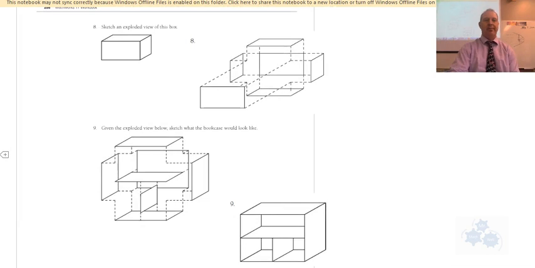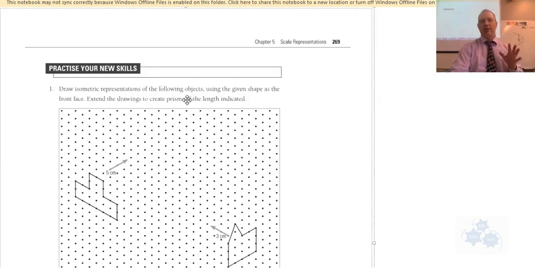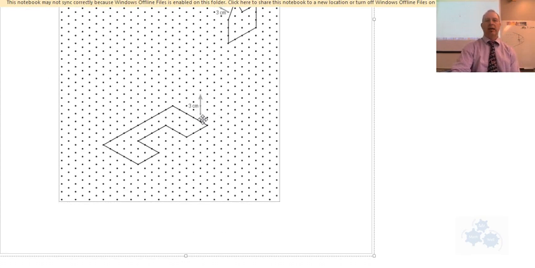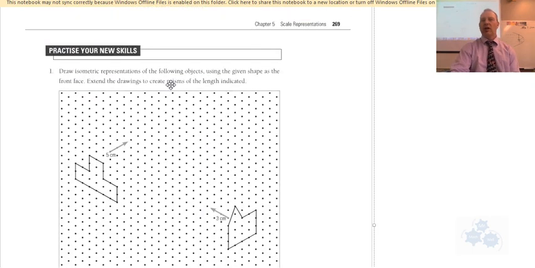And right now we are at the practice your new skills. This is the official assignment that I'm going to take in for grade for section 5.3. This is all the stuff from 5.3, including the isometric dots, diagrams, and that sort of stuff. I'm going to go over question number one quickly with you, just to explain. This one says, draw the isometric representation of the following objects using the given shape. So, for example, this is the end shape of this object.